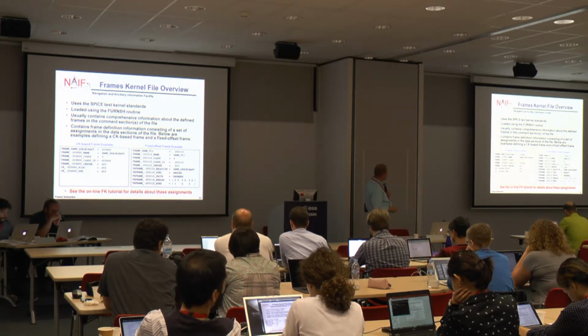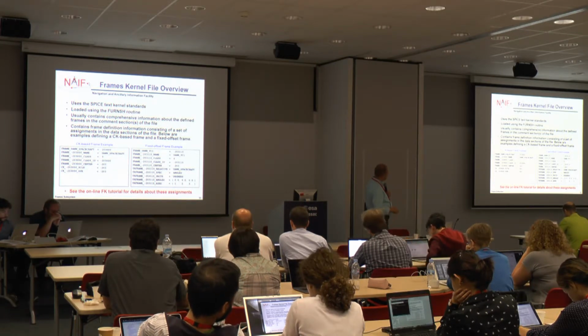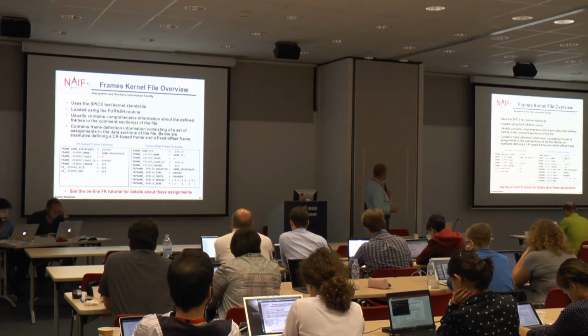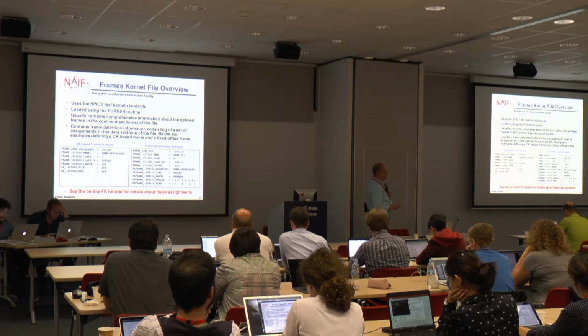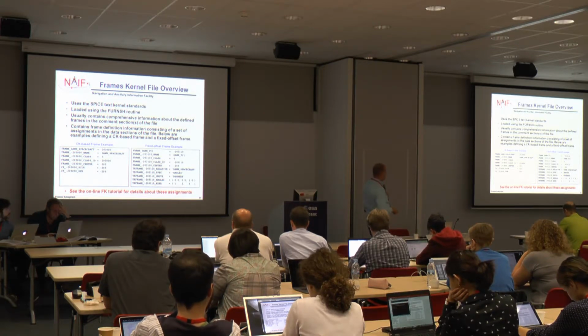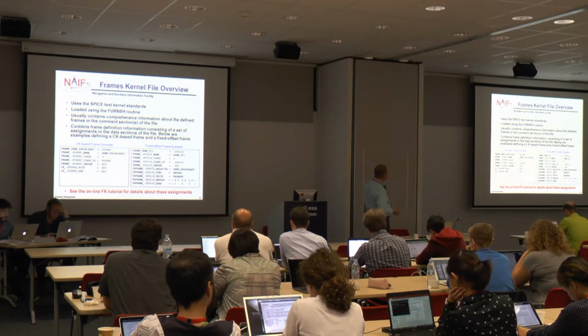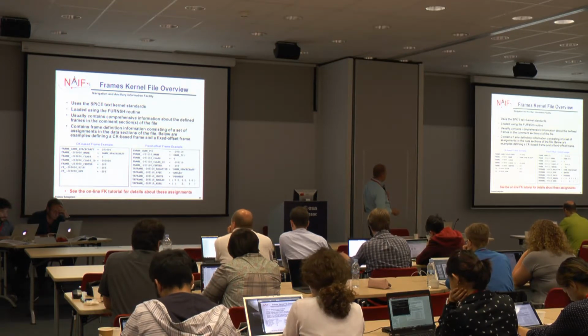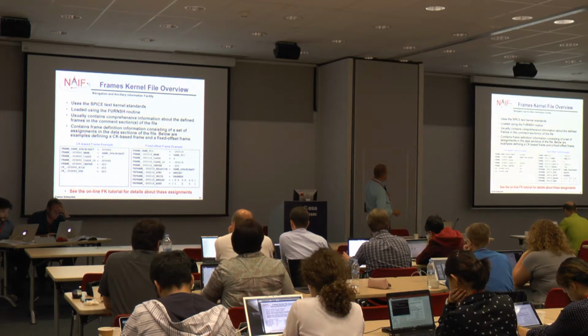As you can see, there are some common keywords at the top of these two definitions. The first two actually establish the association between the frame name, in this case Dawn spacecraft, and the ID that's assigned to this frame. These are the keywords that are looked up by SPICE to do this name ID mapping, which I mentioned in the name IDs tutorial. The next keyword specifies the class of the frame. 3 is CK-based frames, and 4 is fixed offset frames.